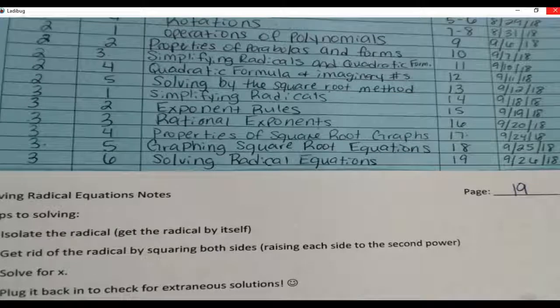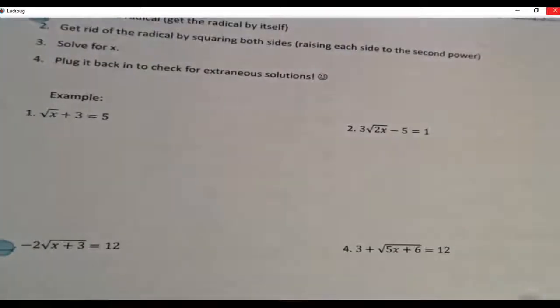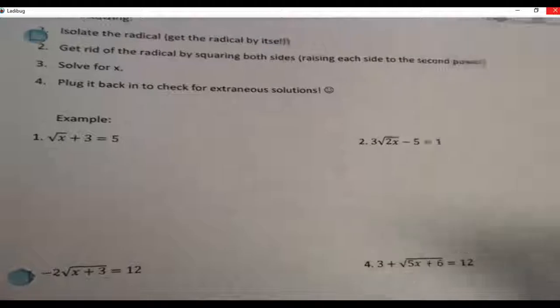We're solving radical equations today. And solving radical equations is very similar to solving the x squareds, like what we did for Bellwork and what we did last unit. So at the top we have some steps.